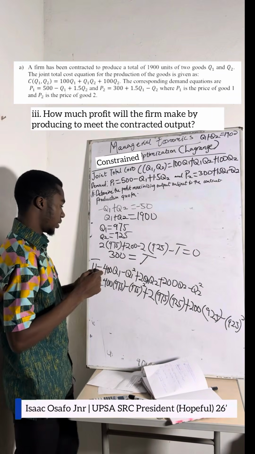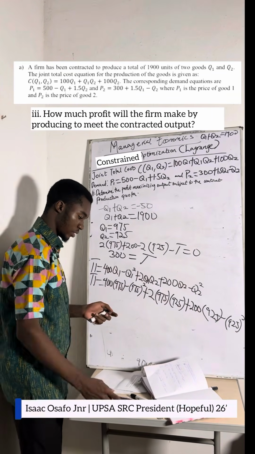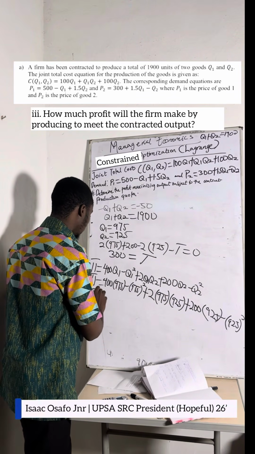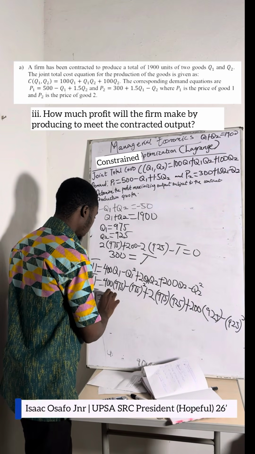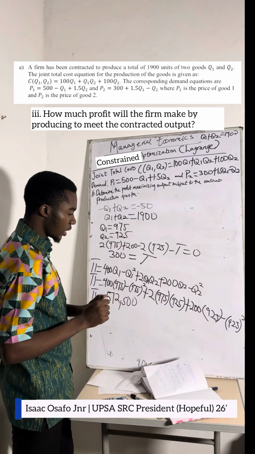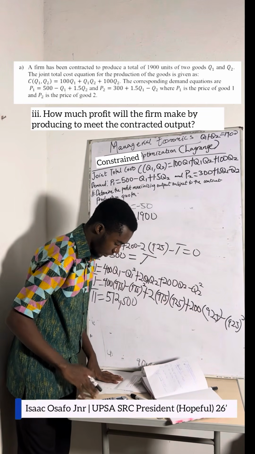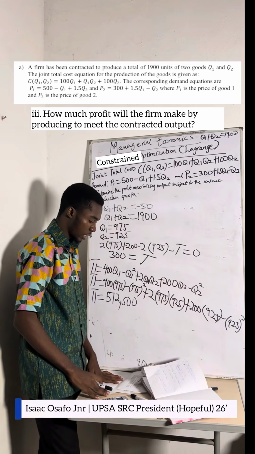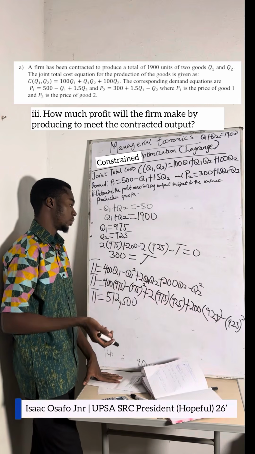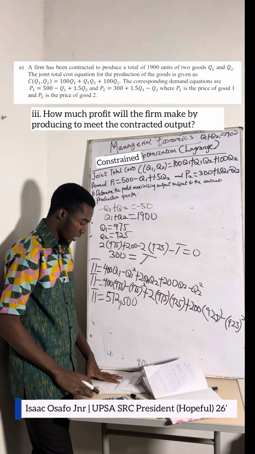So when you substitute it in, you should get, let me do it on the calculator, 572,500. So that was for the III, right? How much profit would a firm make by producing to meet the contracted output? So this is the profit you will make. That's when you substitute the K1 and K2. All right. So you can add a unit as well, which is the cedis. Now let's go to the IV.